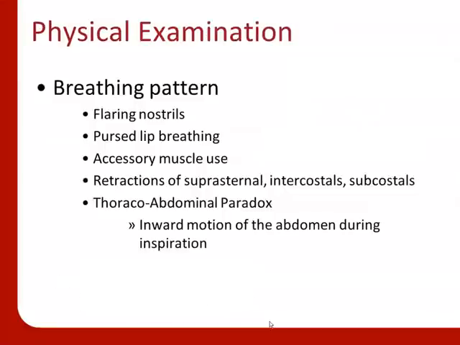So other signs of distress, the flaring nostrils, the pursed lip breathing, accessory muscles. So if you see retractions of their sternocleidomastoids or suprasternal muscles or intercostal muscles, those are all bad signs. If they have the paradox, that's a bad sign also.